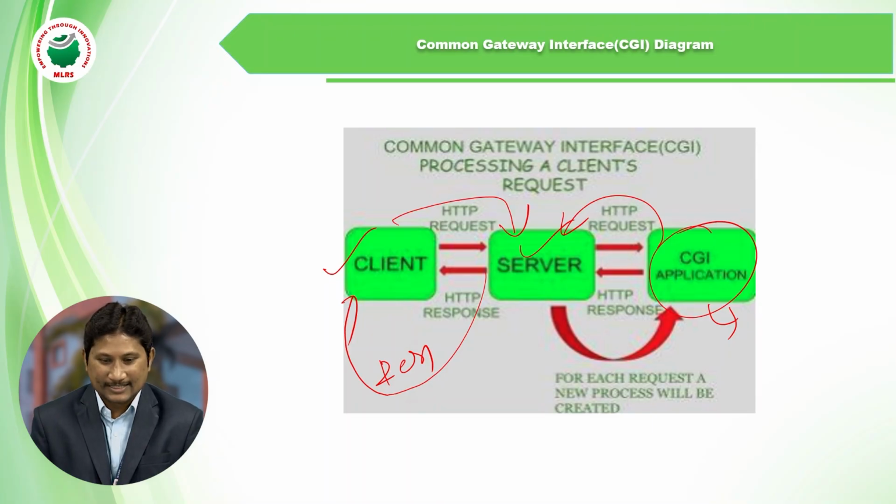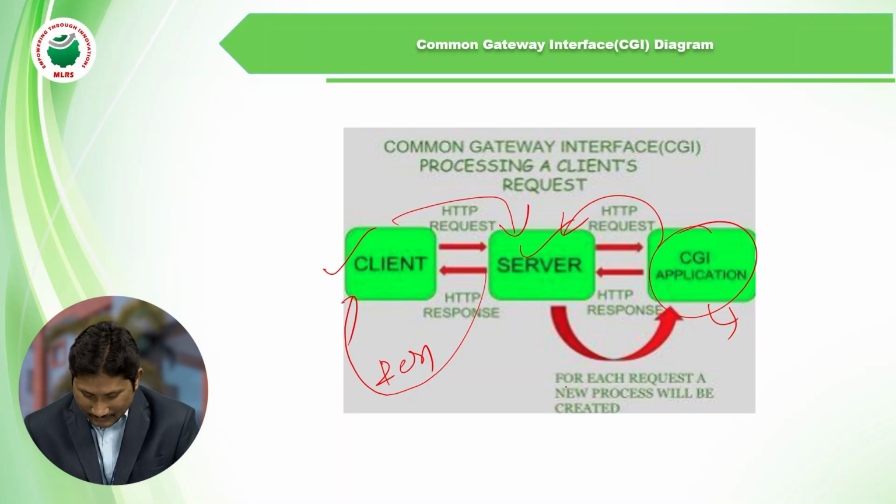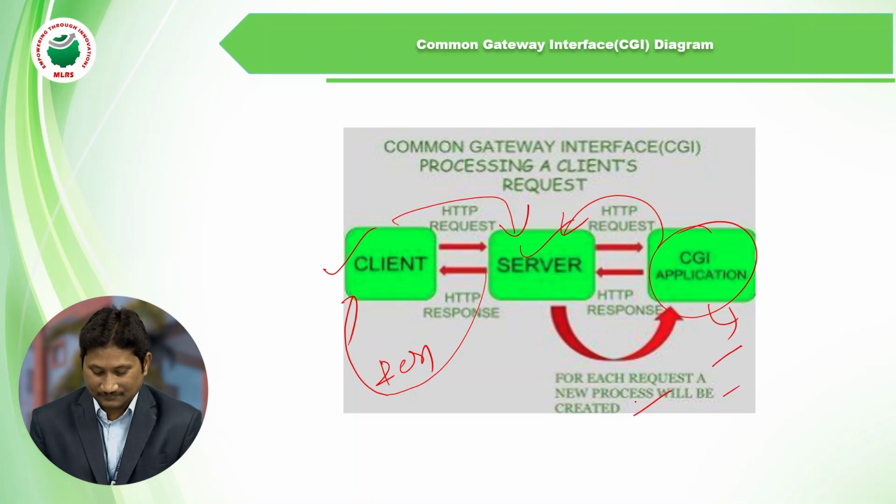Compared to servlet, CGI creates a new process for every request. See, for each request a new process will be created. That is the main difference between servlets and CGI. So it is time consuming compared to Java servlets.